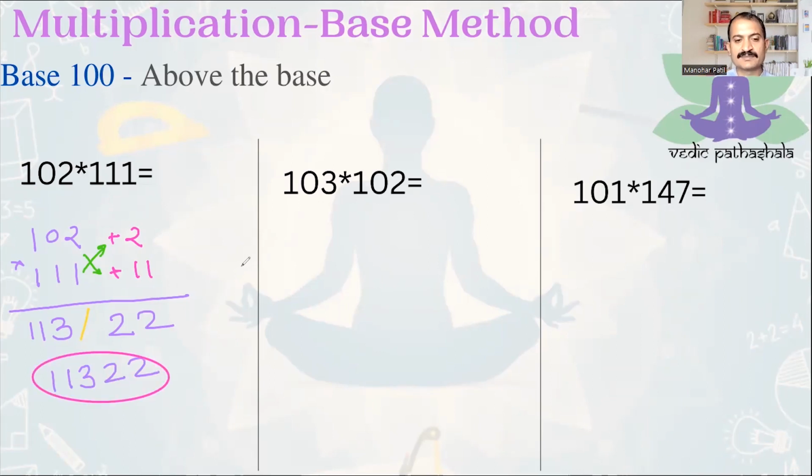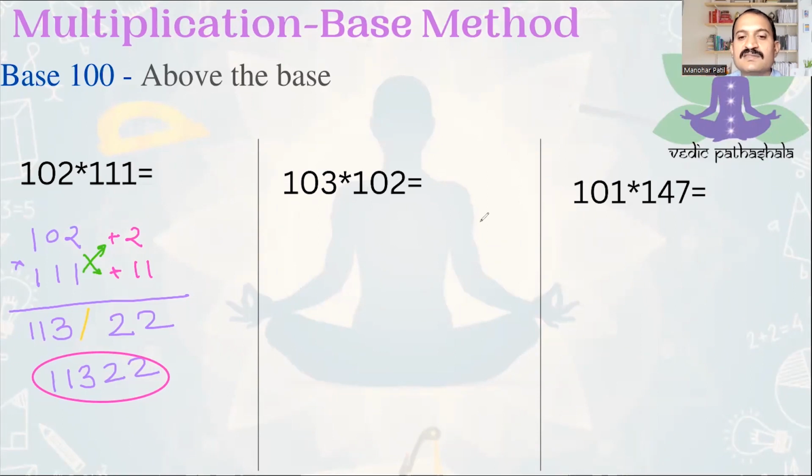I will repeat the steps. First, write the problem in the proper way. Second thing is, write the deviation of the number from the base on the right hand side. And then there are two parts in the answer, right hand part and left hand part. Right hand part you get by simply multiplying the deviations. And then left hand part you get by cross addition. Either this addition or that addition.